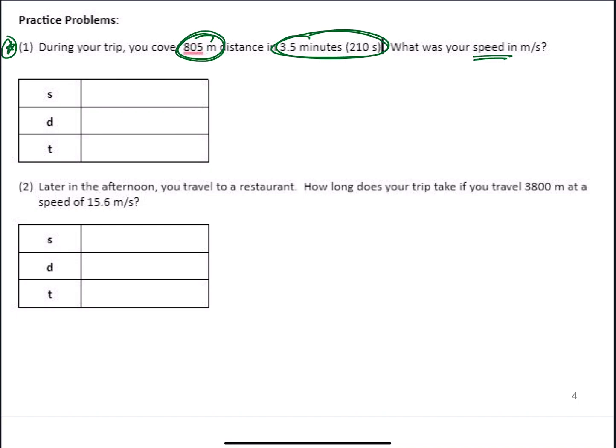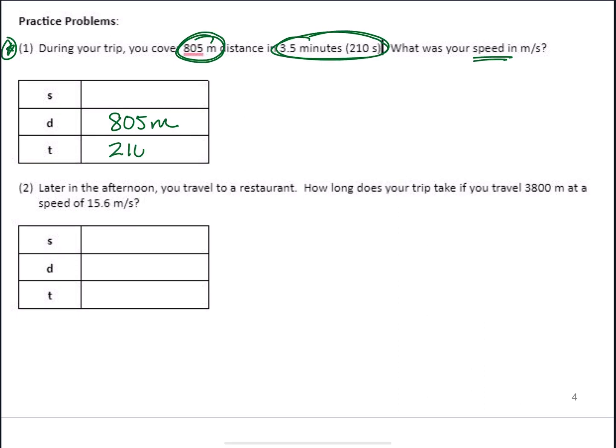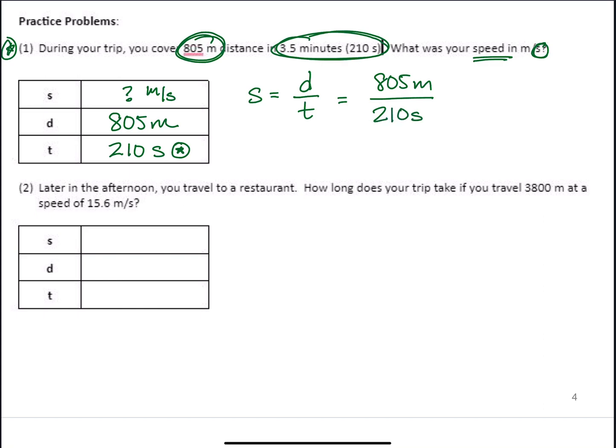All right, so if we look at what we've got, we have a distance value of 805 meters, and the time that this motion is occurring in is 210 seconds. Now, it's important that we use seconds here because the problem asks for that answer in units of meters per second. All right, so if you look back at your formula triangle, you'll see that the speed of the object is equal to the distance divided by time. So 805 meters divided by 210 seconds is going to give us a speed of 3.8 meters per second.